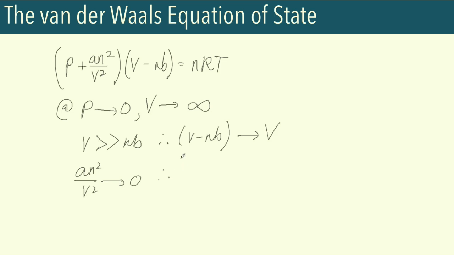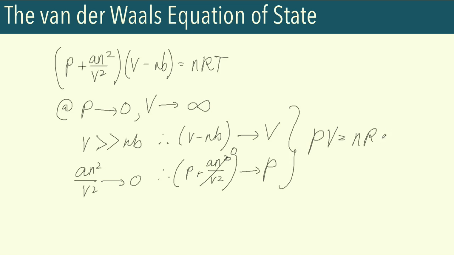So when we look at this entire term, P plus an squared over V squared, this just approaches P when volume approaches infinity. So this entire term just reduces to pressure. Ultimately, when we put these two things together, we just have PV equal to nRT, or the ideal gas law. So our van der Waals equation of state reduces to the ideal gas equation of state at the limiting conditions, namely when pressure approaches 0 or when the volume approaches infinity.